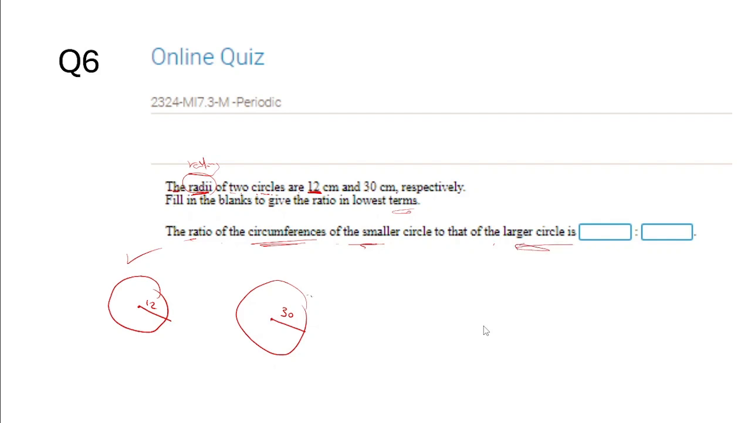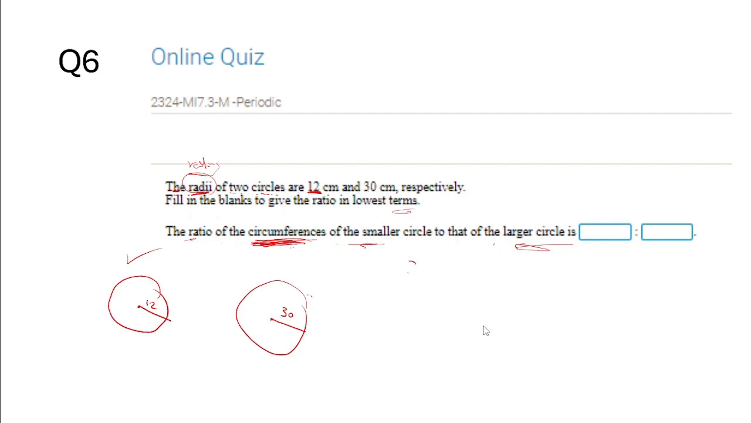Now, the radii of two circles, radius, same concept, same meaning, of the two circles are 12 and 30. So that means I have a circle with radius 12, and another circle with radius 30. Fill in the blank to give the ratio in the lowest terms. The ratio of the circumferences of the smaller circle, which one is the smaller? 12 or 30? 12 is the smaller. To the larger circle, this one is larger, is circumference.